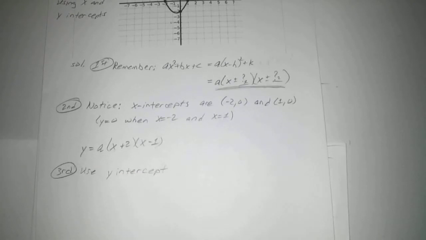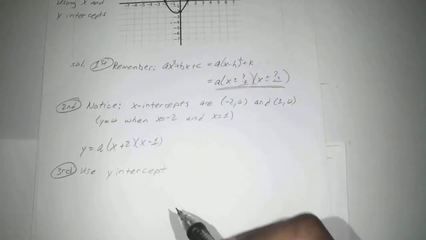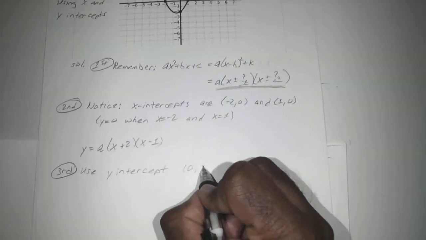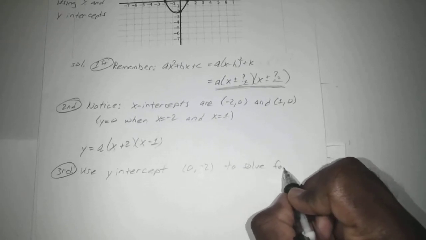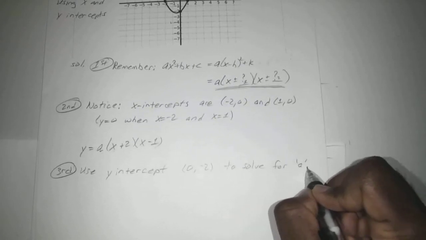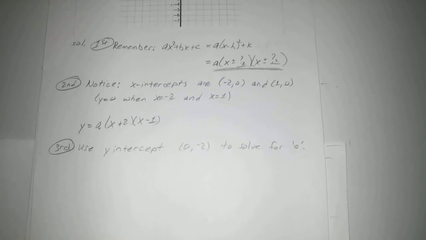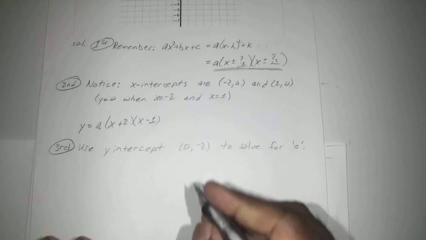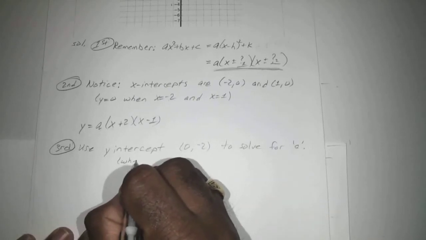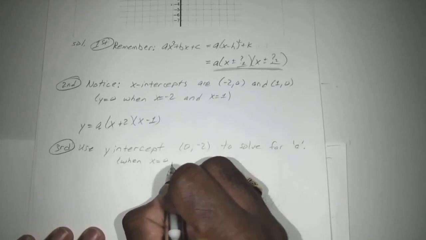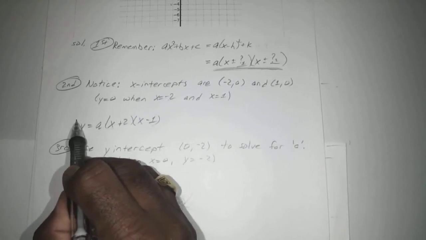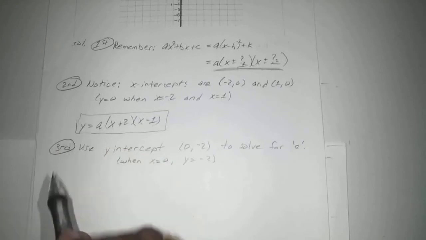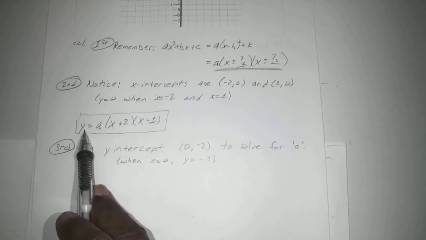So use the y-intercept, which is (0, -2), to solve for a. Now our y-intercept just tells us that when x is equal to 0, y is equal to -2. So we take this, we replace x with 0 and y with -2.